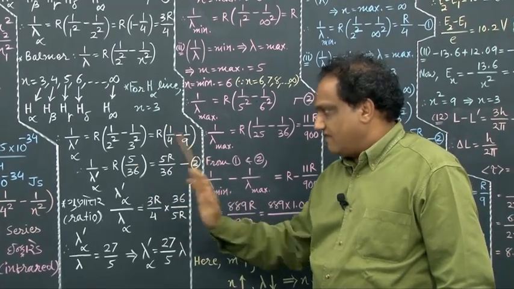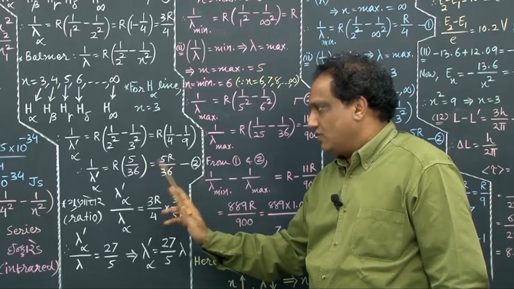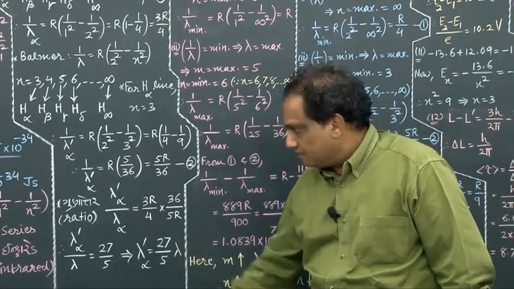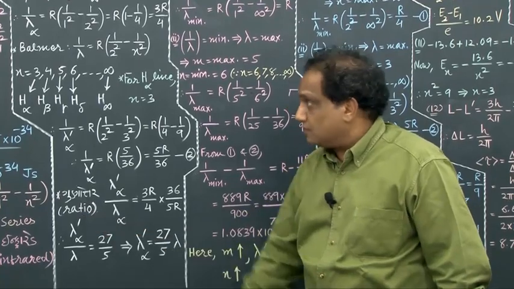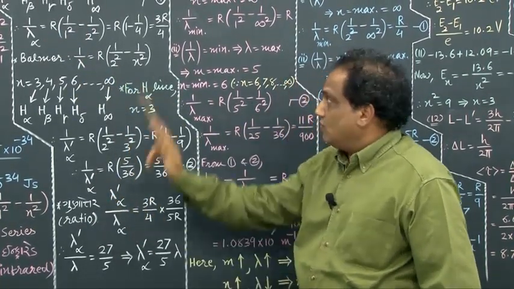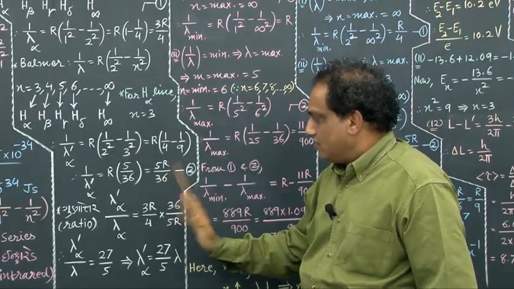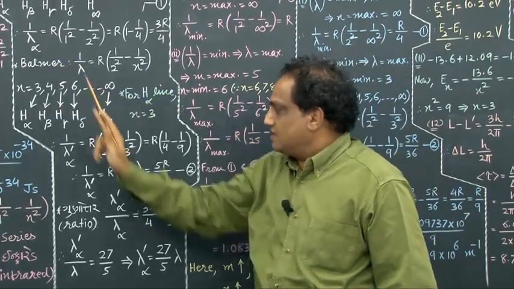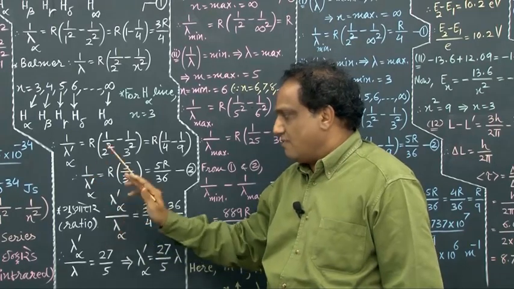9 minus 4, that is 5. So in short, it is 5R upon 36. Give it equation number 2. Now take the ratio. This upon this will be equal to this upon this. When you take this upon this, the denominator will become numerator.